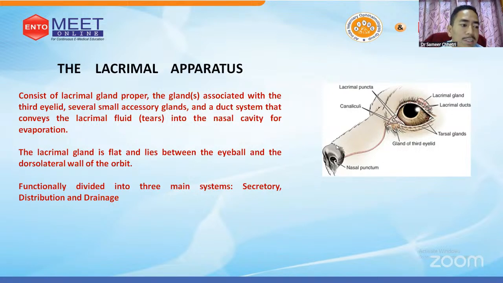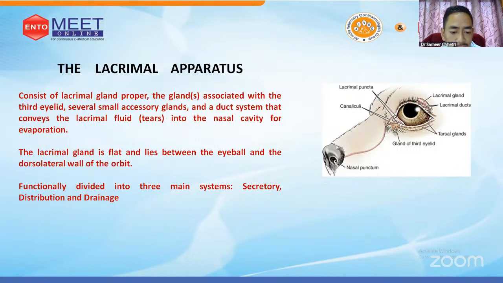And the second one is the distribution. The distribution system helps in the spread of the tear film along the cornea and the conjunctival surface, making it smooth. Whenever there's a blinking, there is a dispersion of this tear film throughout the cornea, keeping it hydrated at all times and providing nutrition, and also protecting it from any kind of infection or foreign body entering the eye.